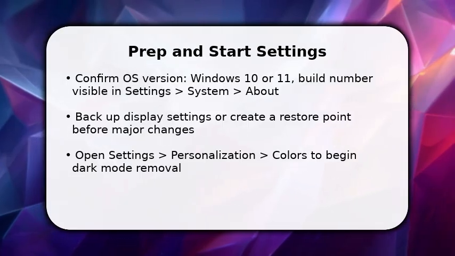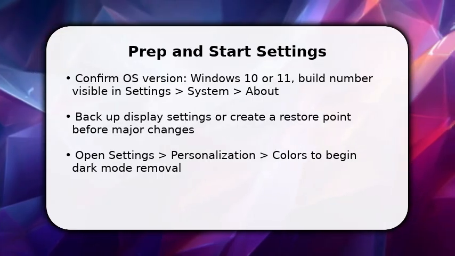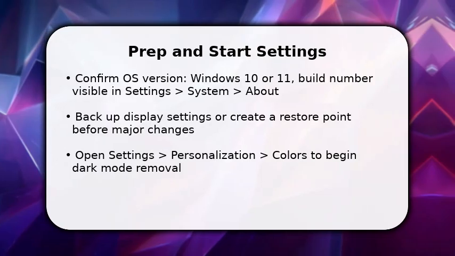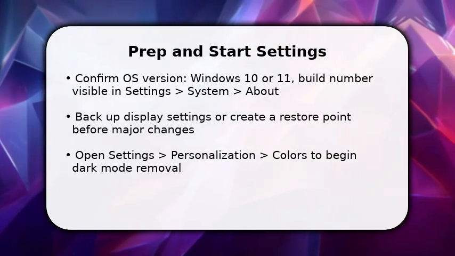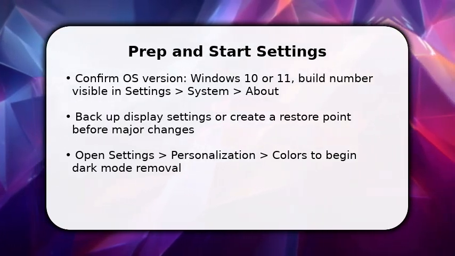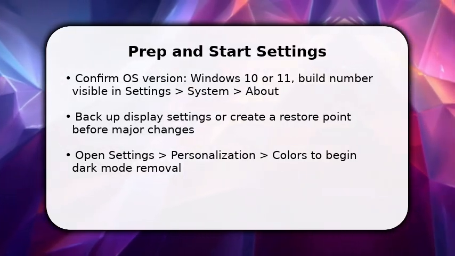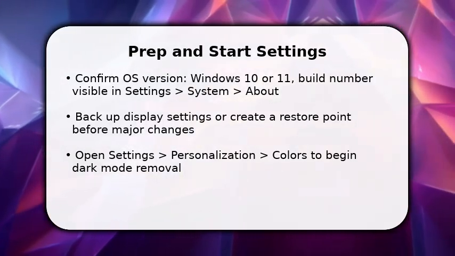You begin by verifying the operating system and creating a quick restore point so you can revert if needed. Open Settings, then Personalization, and immediately go to Colors. This is where the theme and app mode are set. You do this because system-wide dark themes and app-specific dark modes are controlled here.